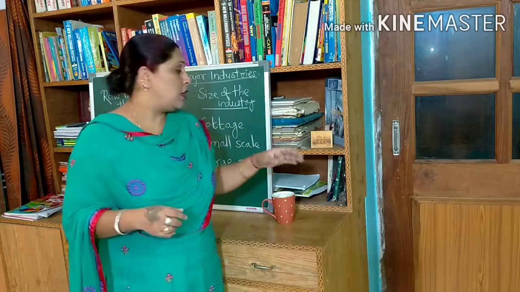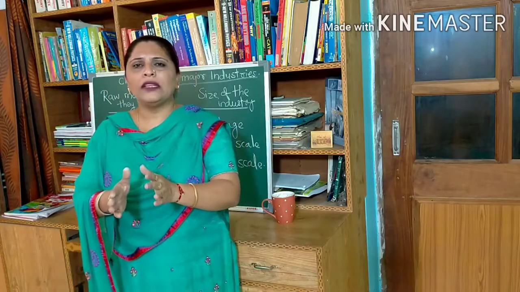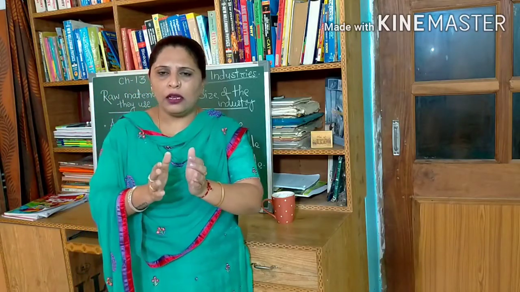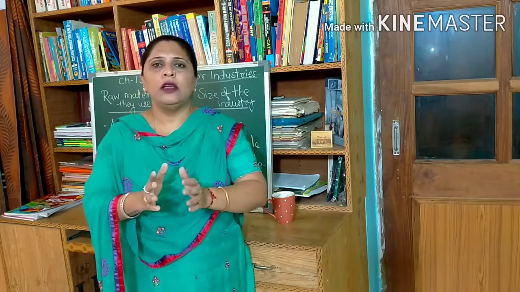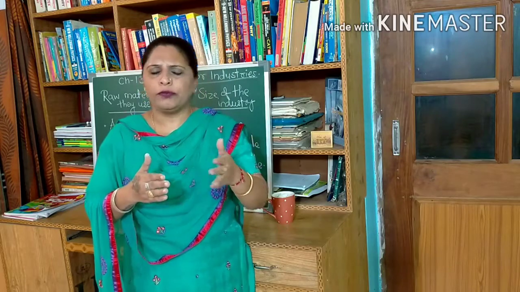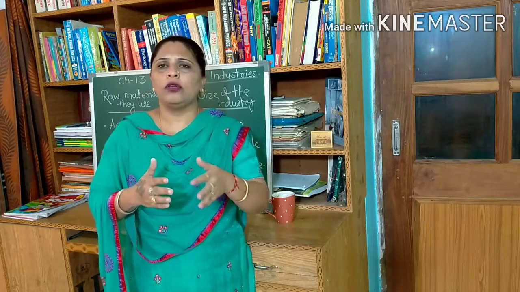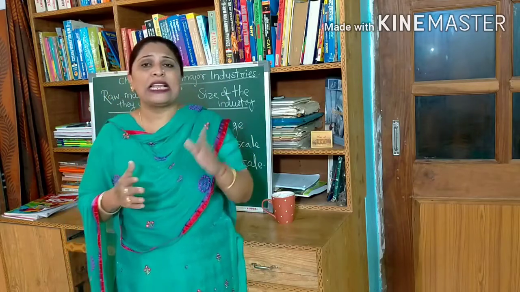That is cottage industry. Now small scale industries are those in which a considerable amount of money is invested. Consider it up to rupees 1 lakh to 1 crore or 2 crores and so on. I will give you examples of small scale industries.